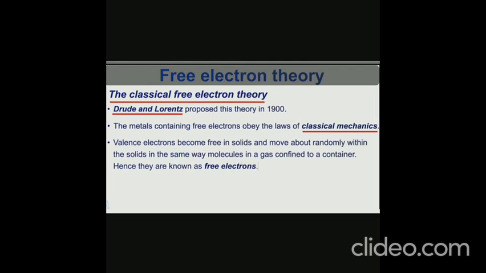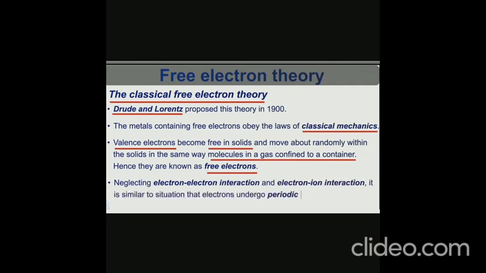Valence electrons become free in a solid and move about randomly within the solid, in the same way molecules in a gas are confined to a container. Hence, they are known as free electrons. Neglecting electron-electron interactions and electron-ion interactions, it is similar to the situation where electrons undergo periodic collisions with ions in the lattice. This was about free electron theory.